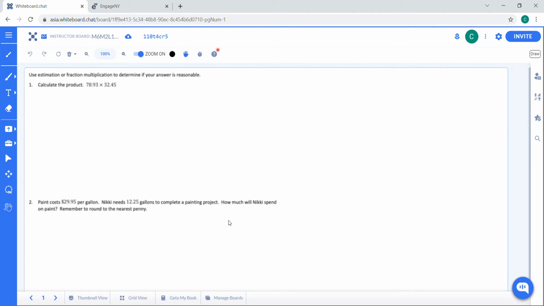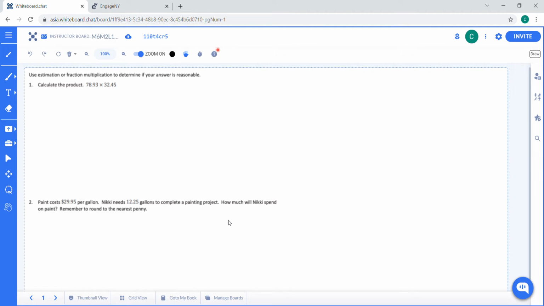Okay guys, this is very simple as long as you line everything up and know what you're doing. It says calculate the product, although it does say use estimation or fraction multiplication to determine if your answer is reasonable. We'll do that after we calculate what we get for the answer.